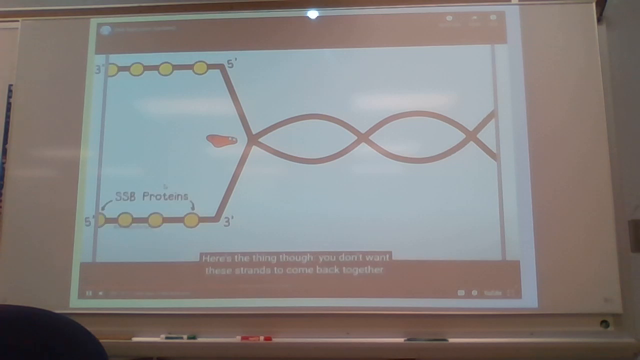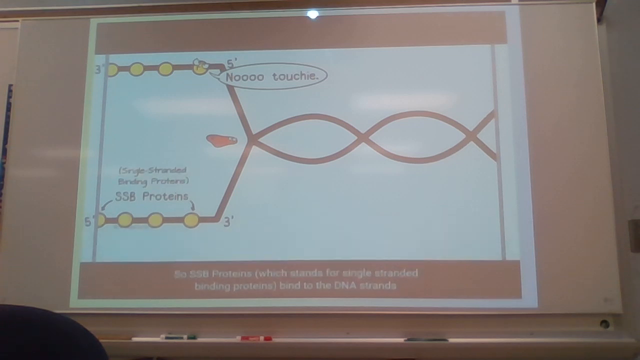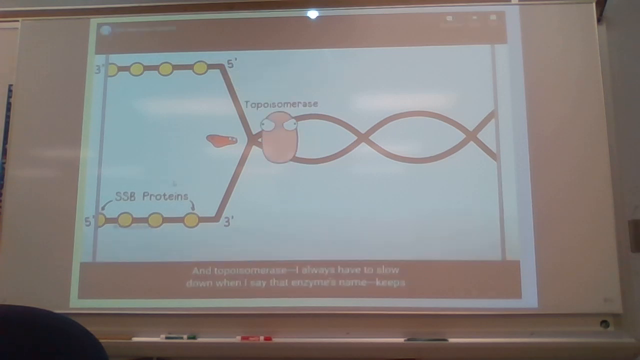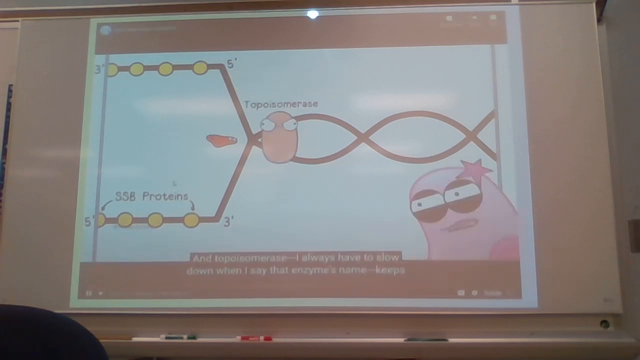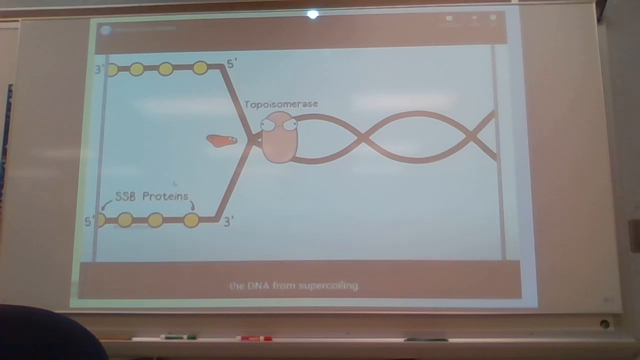Here's the thing though, you don't want these strands to come back together. So SSB proteins, which stands for single-stranded binding proteins, bind to the DNA strands to keep them separated. And topoisomerase, I always have to slow down when I say that name, keeps the DNA from supercoiling. So we didn't talk about this enzyme, but I think we mentioned like how quickly helicase is like unwinding the DNA. That can cause some physical stress issues with the DNA coiling. So we can talk a little bit more about that.